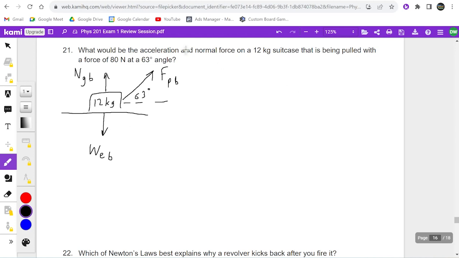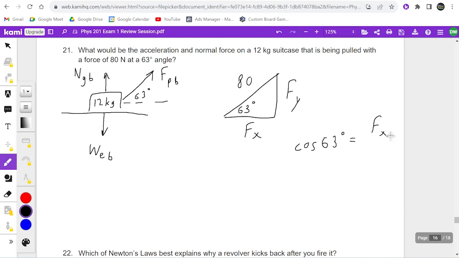Wrong. Step 1.5. We have a force at an angle. So for that, I'm going to take this 80 newton force and break it up into components Fx and Fy, and that angle is 63 degrees. So again, this is basically something we've been doing all day, which means if I want to do Fx, I would use cosine. Cosine of 63 degrees equals adjacent over hypotenuse, 80. And if you solve for Fx, then you'll get 36.3.